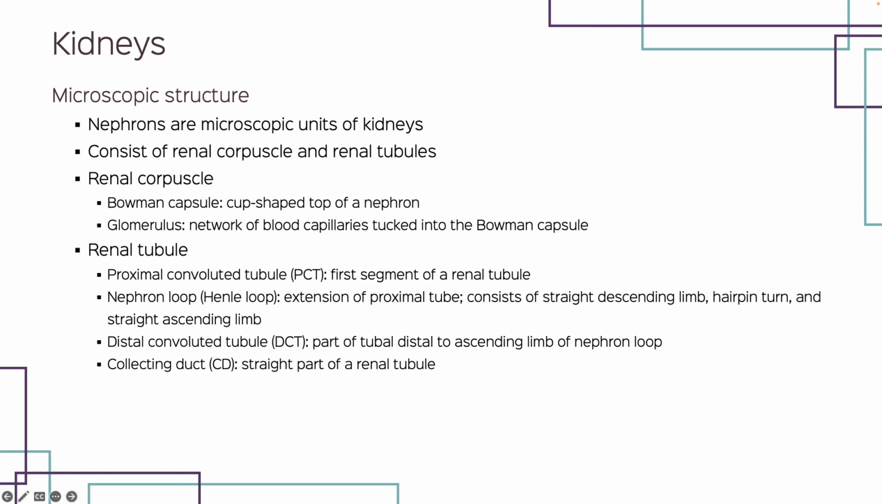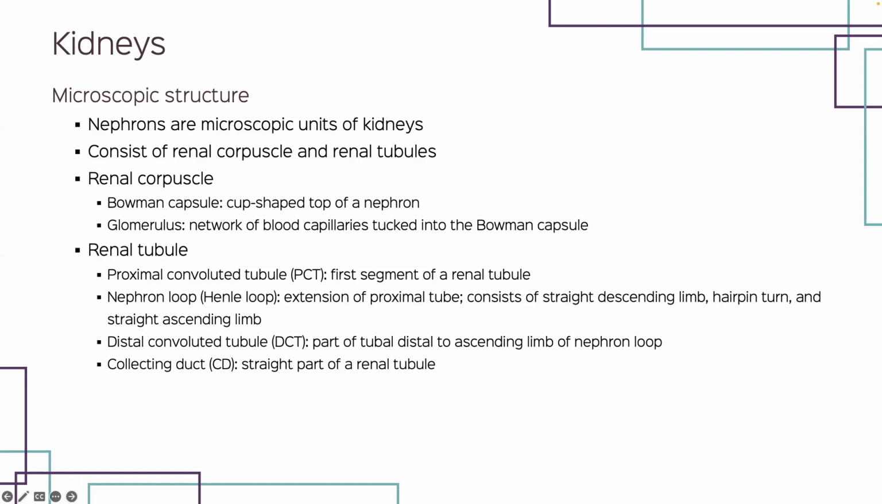The renal tubule is subdivided into 4 regions or segments. You have the proximal convoluted tubule, or the PCT. That is going to be the first segment of a renal tubule. It's called proximal because it lies nearest the tubule's origin from the glomerular capsule, and it is convoluted because it has several different bends.